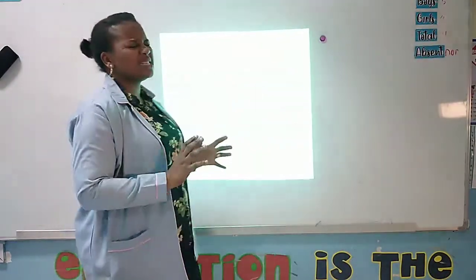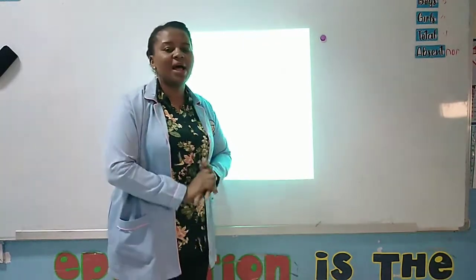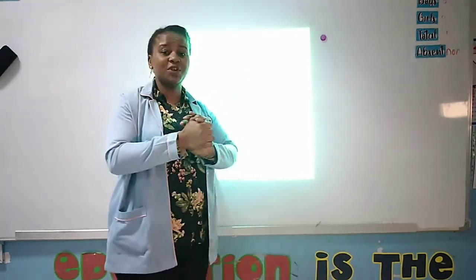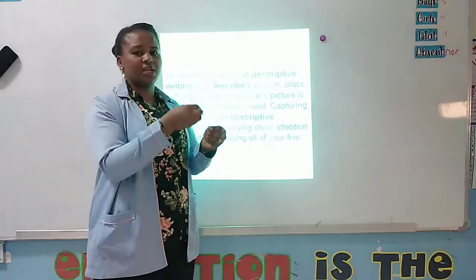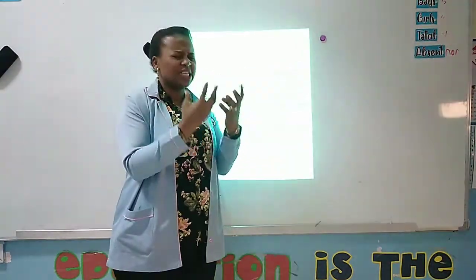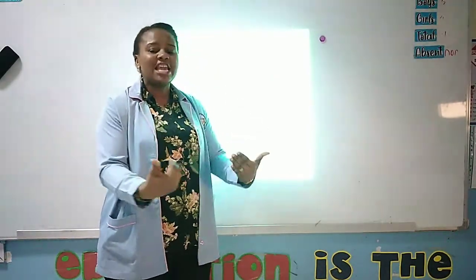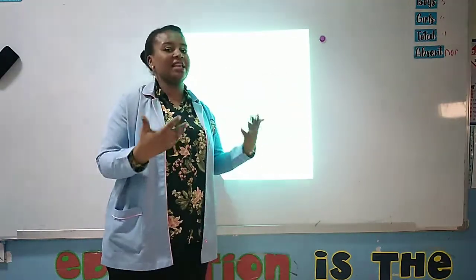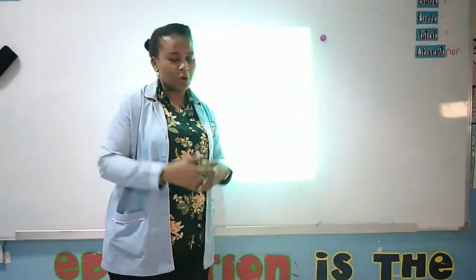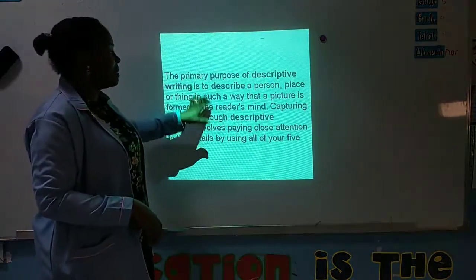All of your five senses. Everything, use the sense of sight, hearing, smell, taste, everything you can think of, touch. You have to put everything so that the person reading it will actually picture him or herself as if or as though they were in the scene where the event took place or where the event is happening. Okay? So that is all about descriptive.